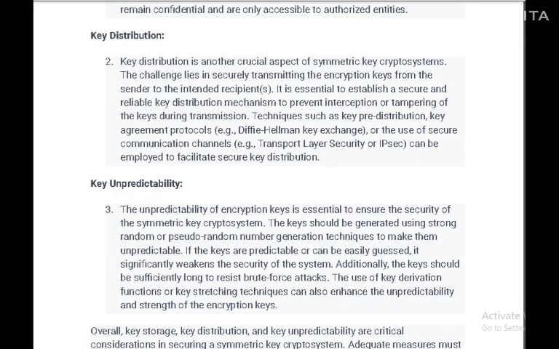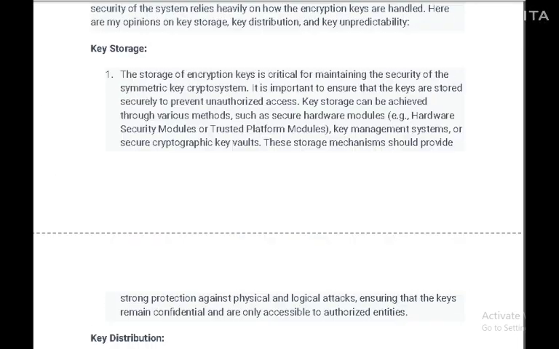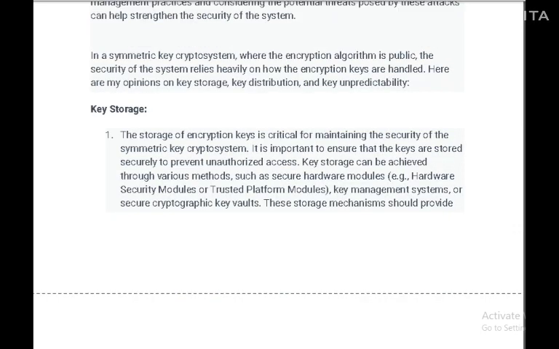There are three ways by which we can handle the encryption key. First, we can use a secure key storage mechanism, which defines that the storage of the encryption key should be done in such a way that it must be prevented from unauthorized access by any unauthorized user.